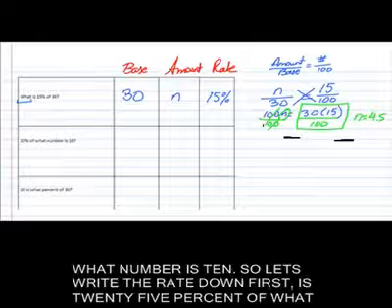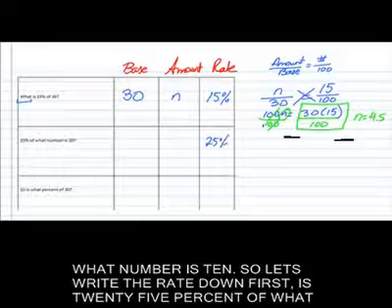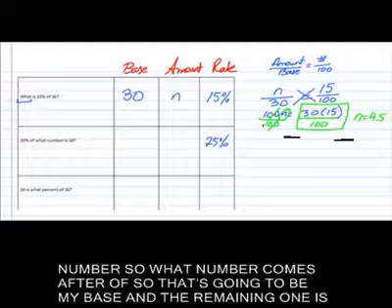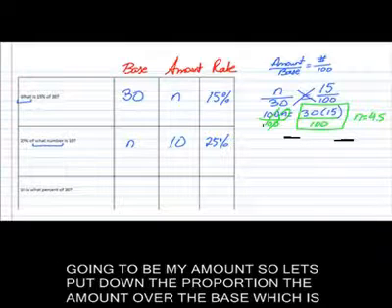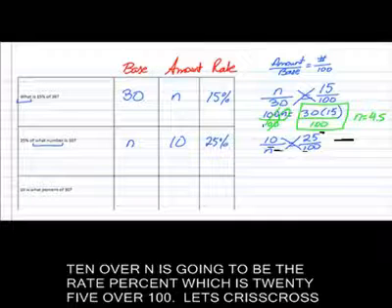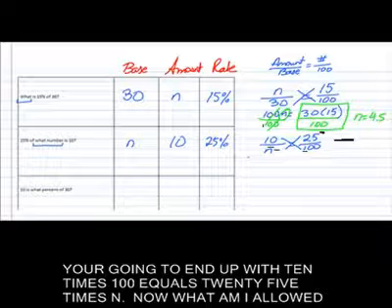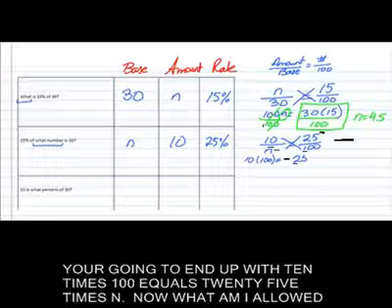25% of what number is 10? So let's write the rate down first. It's 25% of what number? So what number comes after of? So that's going to be my base. And the remaining one is going to be my amount. So let's put down the proportion. The amount over the base, which is 10 over n, is going to be the rate percent, which is 25 over 100. Now let's crisscross. You're going to end up with 10 times 100 equals 25 times n.